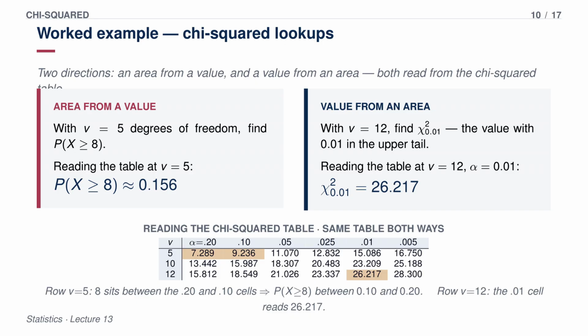And the table panel shows both at once. For the first one, the value 8 at v equals 5 lands between the 0.20 and 0.10 columns, so the probability is somewhere between 0.10 and 0.20, and the more precise answer, 0.156, sits right in there. For the second, the gold cell at v equals 12 reads 26.217 directly. Same table, read two ways.